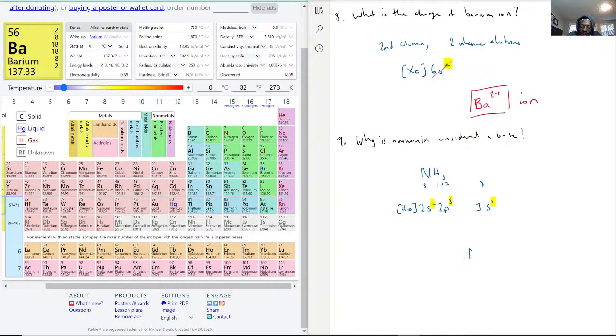And so for the Lewis dot diagram, let's put the nitrogen in the middle, and it's going to be bonded to 3 hydrogens like that, okay?